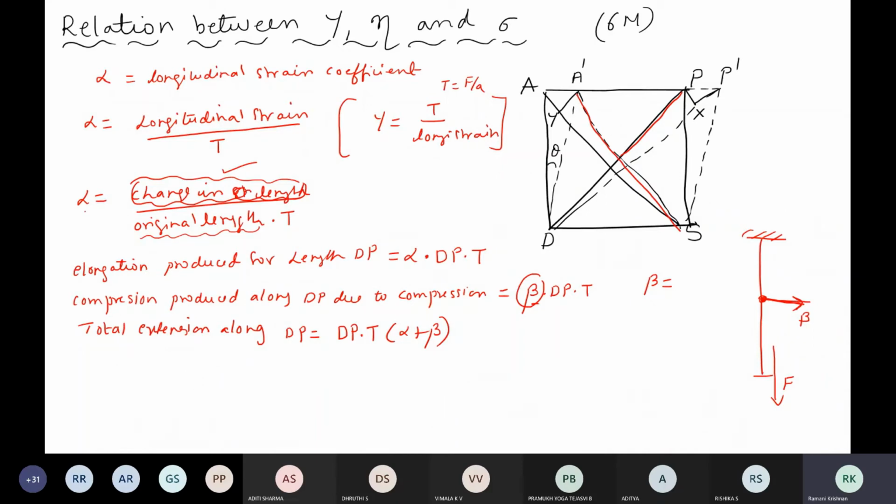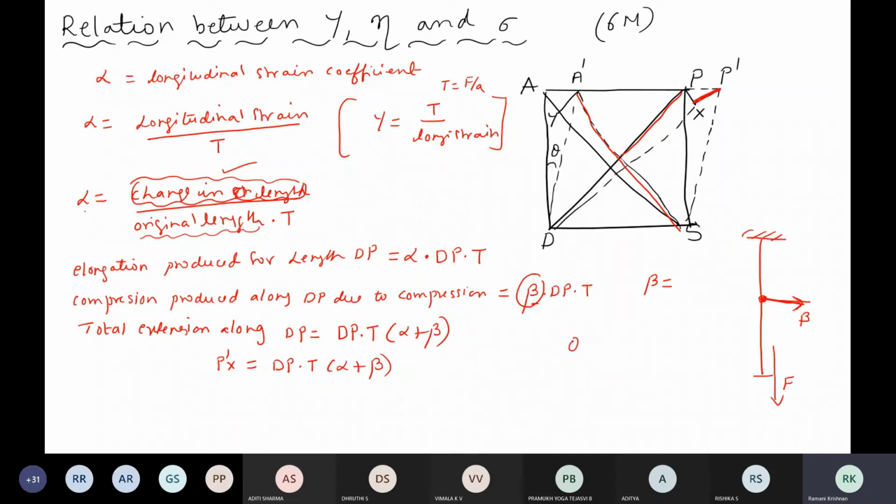Okay students, with this let us continue. What is the total extension produced along dp? The extension produced is p dash x. Correct, no? First it was dp, now it has become dp dash. So this is the extension produced, this extension is p dash x. So I will write p dash x is equal to dp dot t, alpha plus beta.